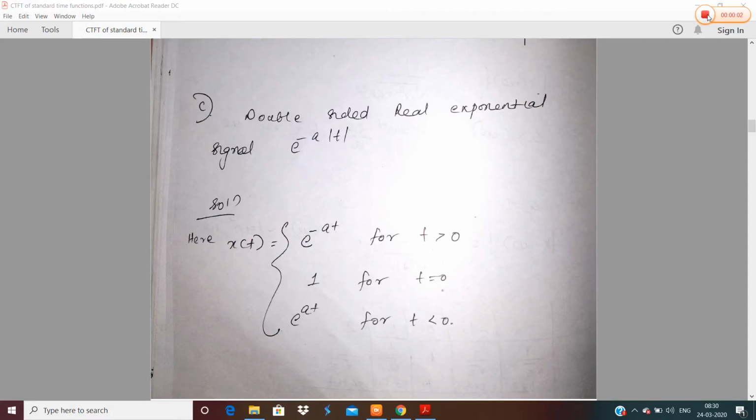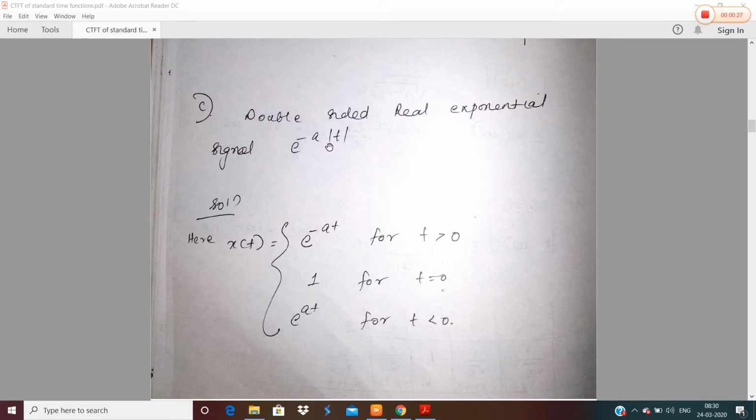Good morning. Now we'll find out how to find the CTFT of a double-sided real exponential signal given by e raised to minus a mod of t. We know how to implement the signal when the modulus of t function is given. Modulus of t has the value minus t when t is less than 0, and the value t when t is greater than 0.